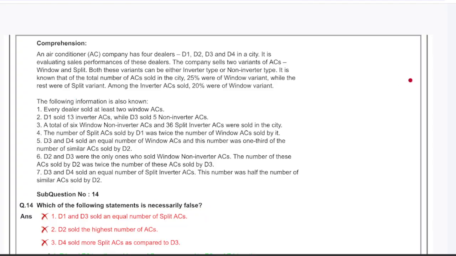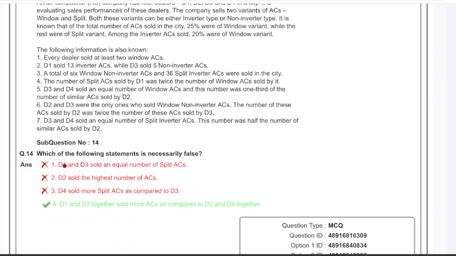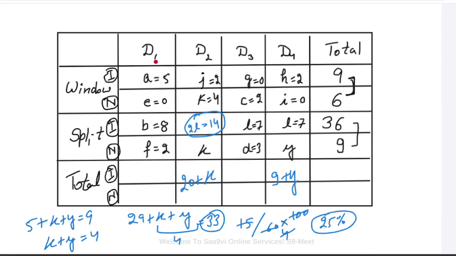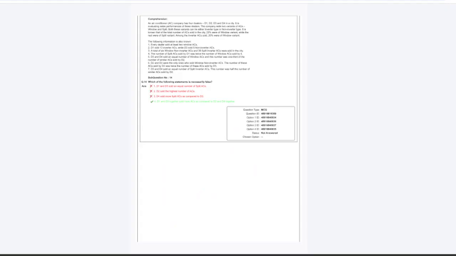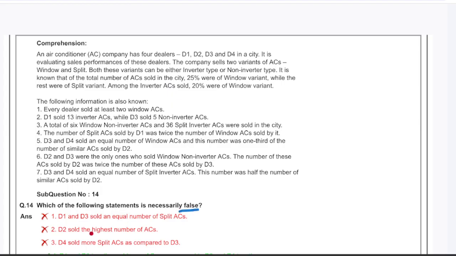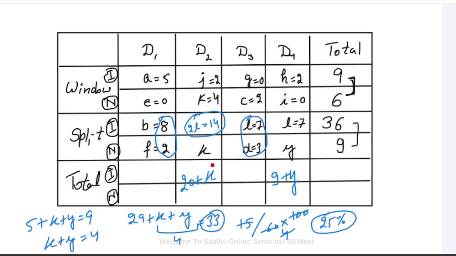The next question we have, which of the following statements is necessarily false? The first one, D1 and D3 sold an equal number of split AC. D1 sold 10. D3 also sold 10. So they are equal. So that is not wrong. That is right. We have to tell which is false. D2 sold the highest number of AC. Now D2 could have sold 20 plus X.